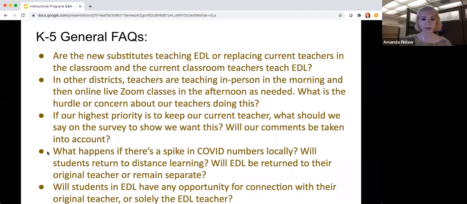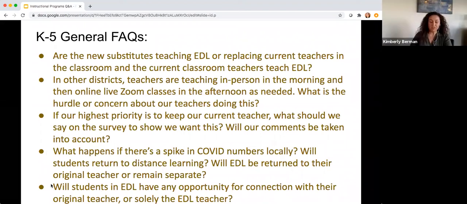What happens if there's a spike in COVID numbers locally? Will students return to distance learning? Will EDL be returned? Will EDL students be returned to their original teacher or remain separate? We will follow the scenario flow chart for any spikes. If a school has to shut down at the 5% level, students would go into distance learning with their current teachers at that time.